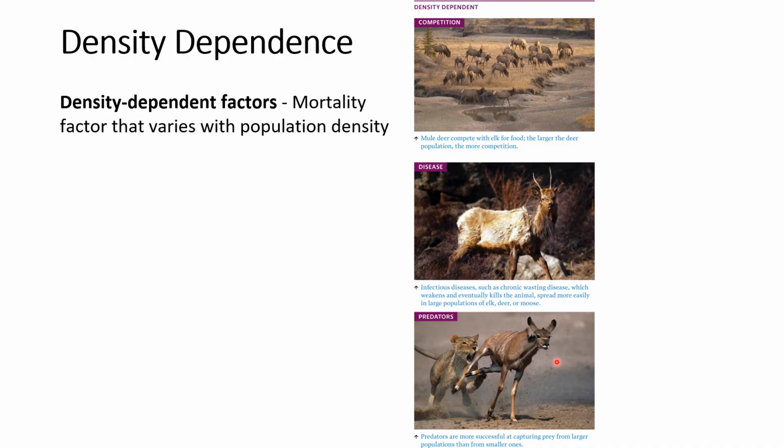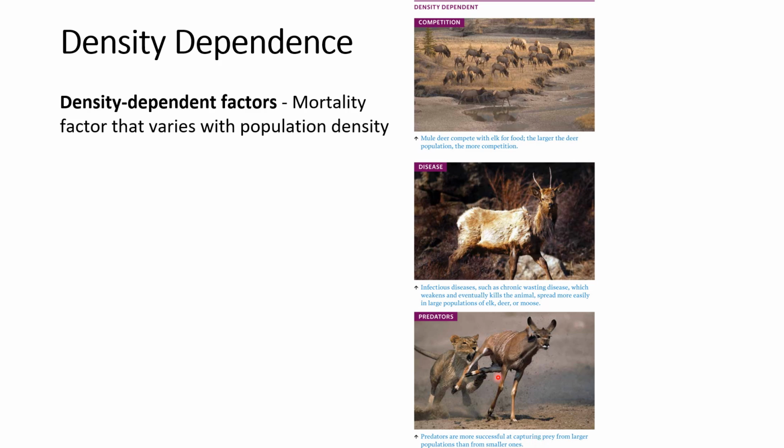Predators also become much more successful when the population growth is high. So if there's more prey, such as the elk in Yellowstone when wolves were first introduced, they were able to hunt down and capture a lot of prey, and that started to limit the population of the elk.